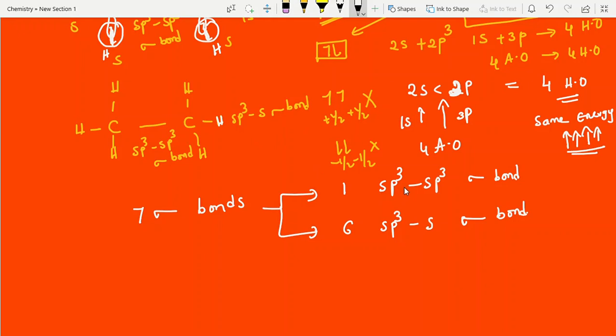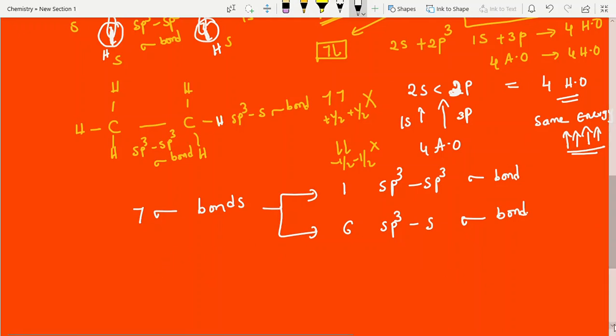sp3, how many sigma bonds? sp3s, how many sigma bonds? These are mains and NEET level questions. Clear, students? Once again, go through the concept. If you have any queries, comment me. Definitely we'll discuss those points in the session. Okay, now next one.